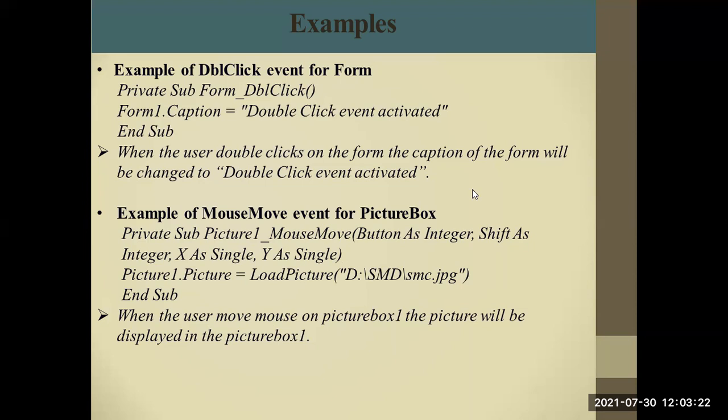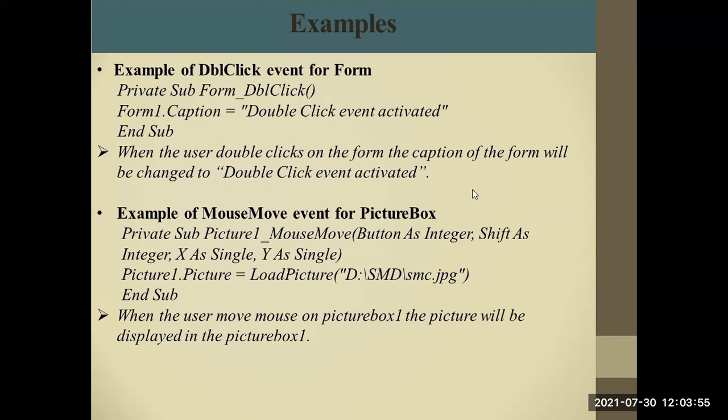Now we can see Form.Caption. What we are doing here is changing the caption. Form.Caption is equal to "double click event is activated". So whenever the user double clicks anywhere on the form, the caption of the form will be changed. Caption basically represents the name of the form. This name of the form will be changed to "double click event is activated".